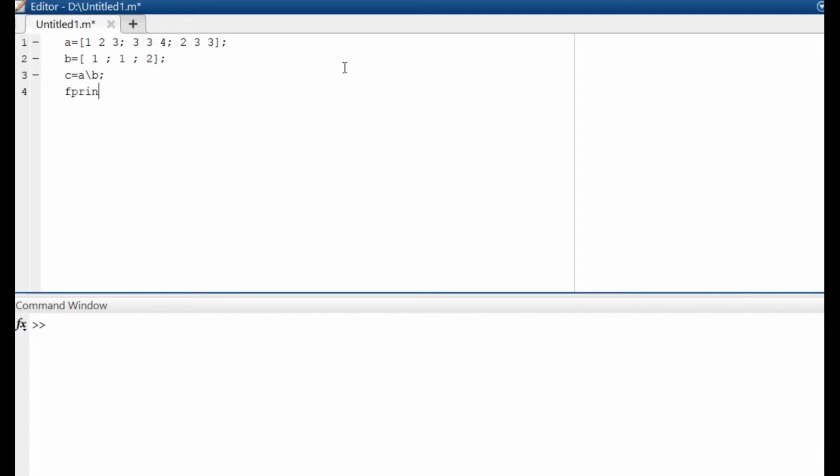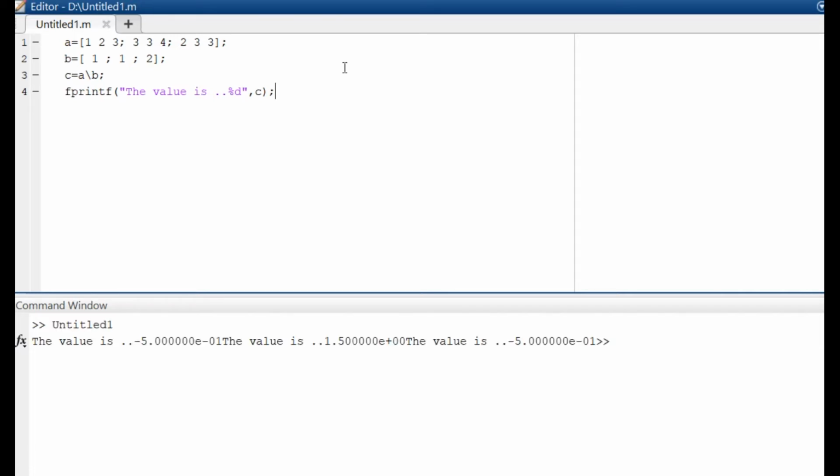So for that, fprintf in brackets, 'the value is', and using %d and putting C here for getting the value displayed in that line. Now executing it by pressing F5. So here are the answers: -5, 1.5, and -5. So you can see that this way, we can solve the problem.